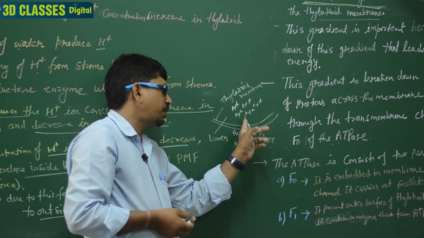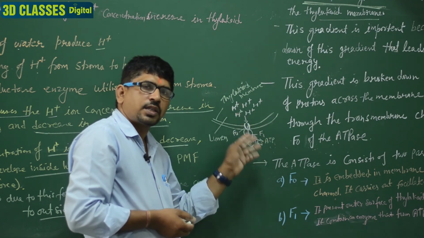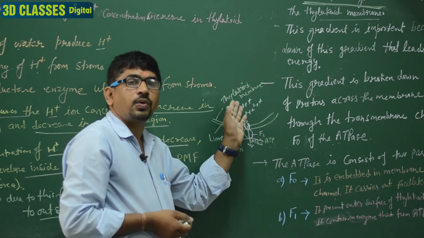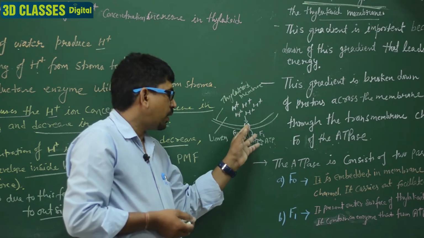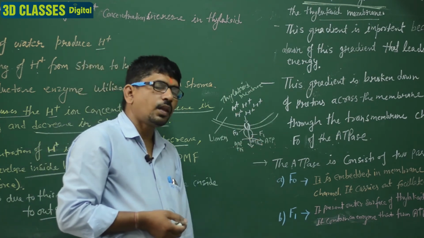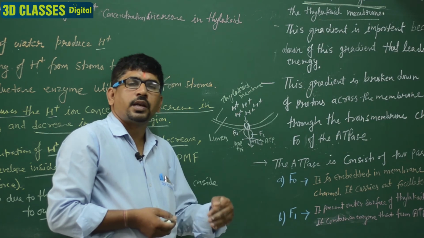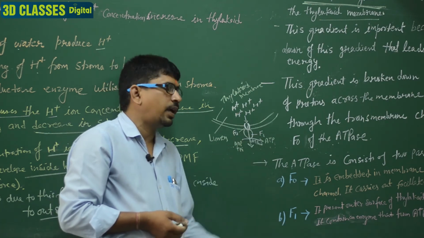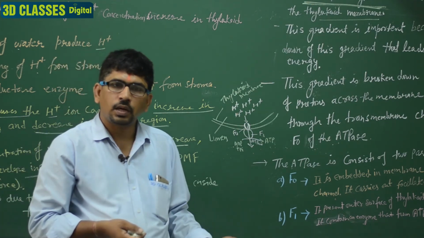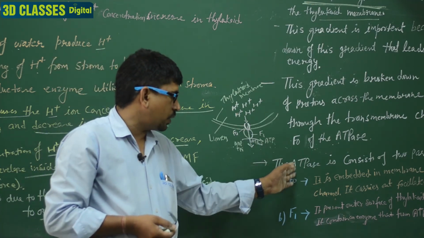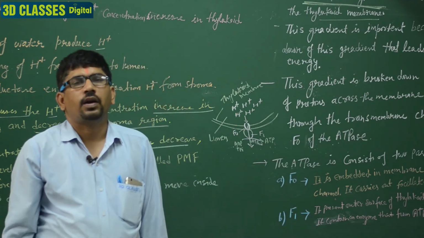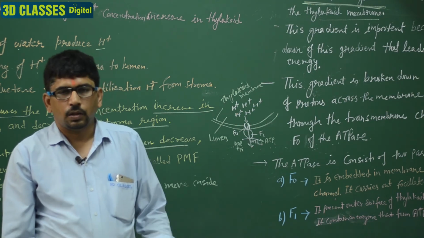F0 is embedded in the membrane, and it is a channel-like structure that provides faster diffusion of the protons from inside to outside, and it binds with the F1 outside. F1 contains the ATPase enzyme, and the released energy is utilized by the F1 to make the ATP. So that is the process. Clear? So there are two parts of the ATPase enzyme, first the F0, and second the F1. Clear? Okay.